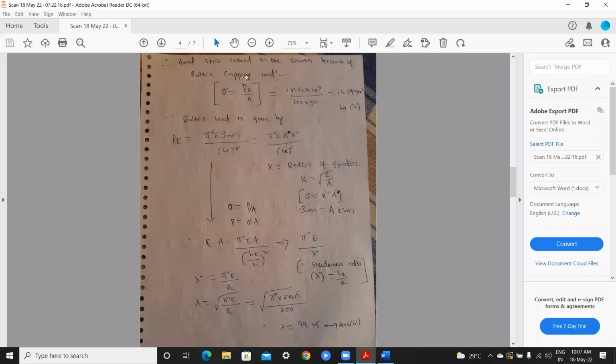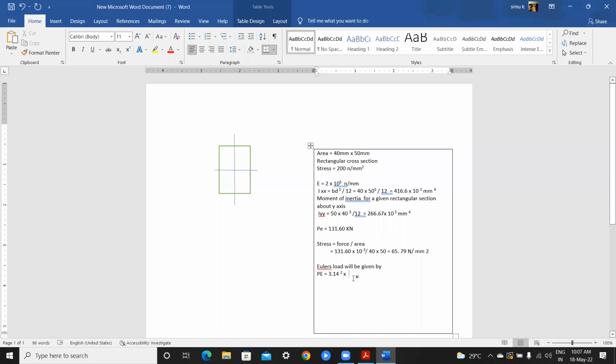Tell me, here Euler's crippling load, sigma is equal to what? What is this? P by... At crippling load, how much is there? Sigma is equal to force by area, right? Force by area. Sigma equal to P by A. So directly, what can we write for P?